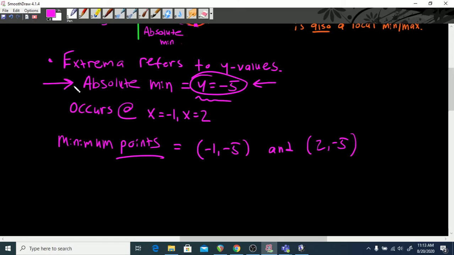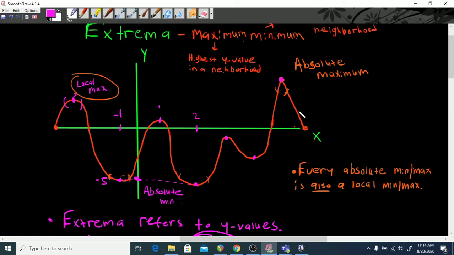So, part of this video is about details and how we use vocabulary. But it is an important distinction. Are you being asked to find the points, the local or absolute max or minimum points, or are you being asked to find the absolute min or max, local min or max value? Value refers to y value, points refer to x and y values. Okay? So, understanding it in terms of a graph, I think, is the way to go.